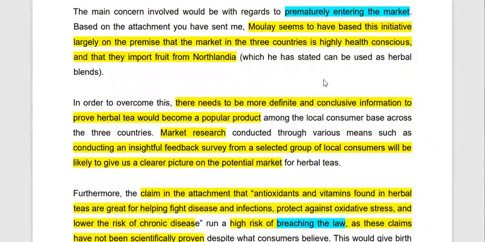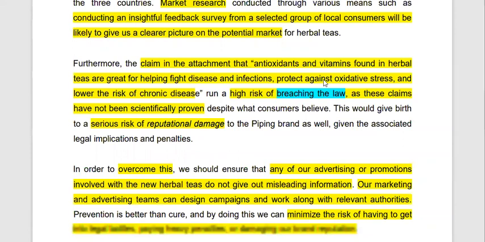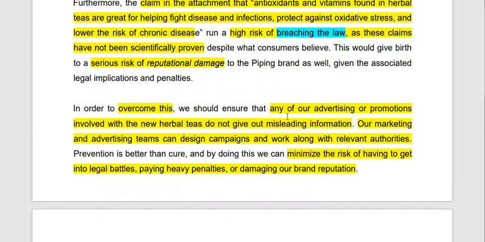So what are we supposed to do to get rid of these reputational risks, to overcome these issues? In any of our advertising or promotions involved with the new herbal teas, we need to ensure that they do not give out misleading information. Our marketing and advertising teams can design campaigns and work along with relevant authorities. We have to minimize the risk of having to get into legal battles, paying heavy penalties, or damaging our brand reputation. These were the points which I've highlighted on my answer plan.